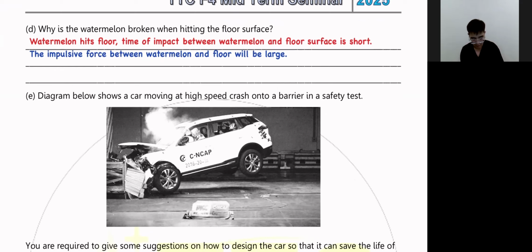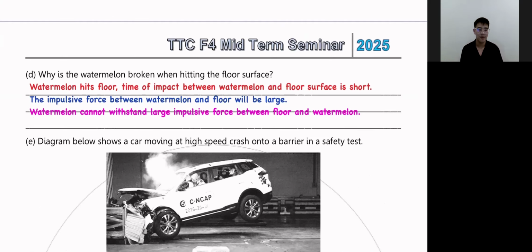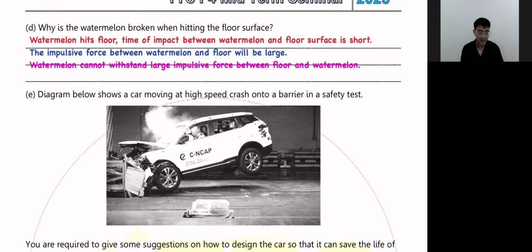So then, due to the reason that the impulsive force is so big, the watermelon cannot withstand the large force. The watermelon cannot withstand the large impulsive force. So that's why it breaks. So between the floor and the watermelon, that's why it breaks. Clear? So that's the explanation.